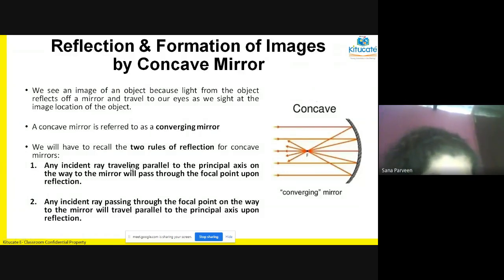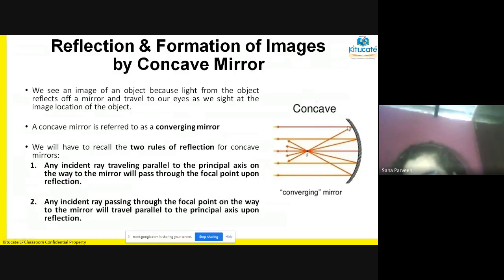Any incident ray traveling parallel to the principal axis. So this is the principal axis, and all the rays are traveling parallel to it. On the way to the mirror, they will pass through the focal point upon reflection. So once they're getting reflected, they are all going to pass through the focal point. We're trying to move a bit slow so that the points get clear. Any incident ray passing through the focal point on the way to the mirror will travel parallel to the principal axis upon reflection. This is the same point here.